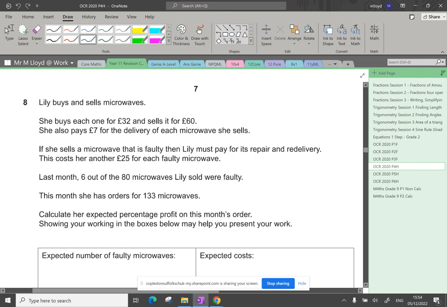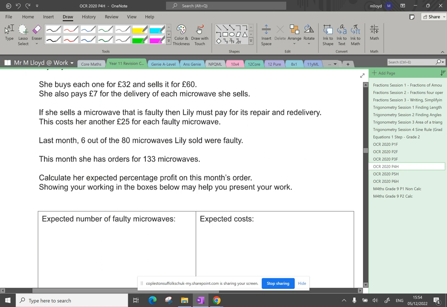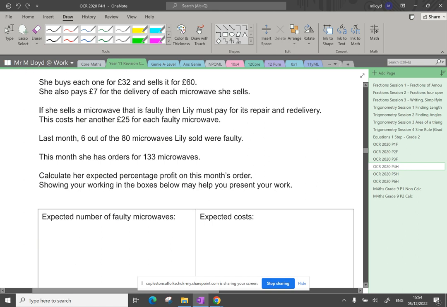So Lily buys and sells microwaves. She buys each one for £32 and sells it for £60. She also pays £7 for the delivery of each microwave that she sells. If she sells a microwave that is faulty, then Lily must pay for its repair and redelivery. This costs her another £25 for each faulty microwave. Last month, 6 out of 80 were faulty, so that means that 74 were not faulty. You need to remember that. This month, she has orders for 133 microwaves. Calculate her expected percentage profit on this month's order.